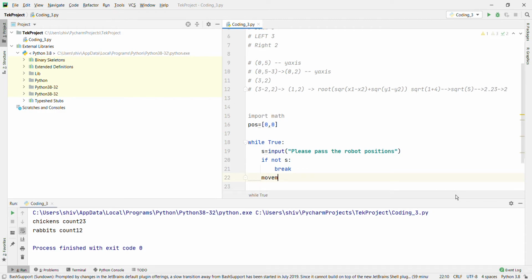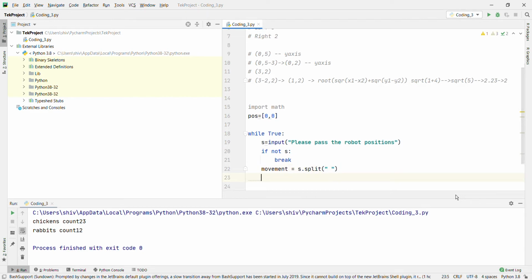Now what we are going to check? We are going to divide the movement. What is the movement? Left, right, up and down. Movement equal to input dot split with the space. Split is very important and you will always find it very useful, because most of the time you are going to use the split method, either with space, comma, or hash. When you use data science and clean the data, for that also we are using the split method.